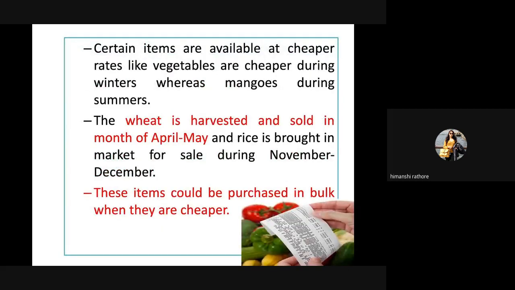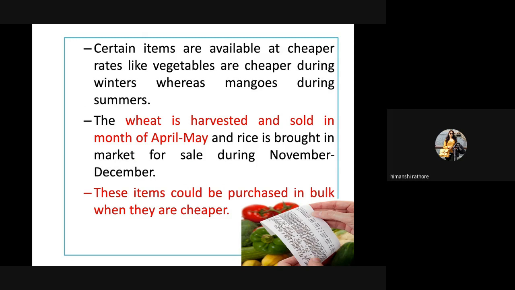Then moving forward, certain items are available at cheaper rates, like vegetables are cheaper during winters, whereas mangoes during summer. So as I told you, seasonal vegetables are cheaper, and if you are going to buy mangoes in winter, then obviously the price must be high.